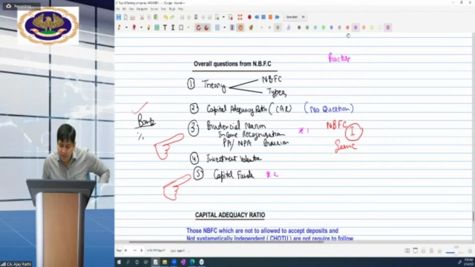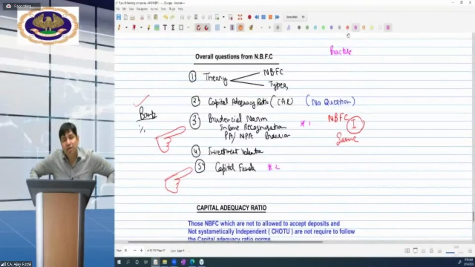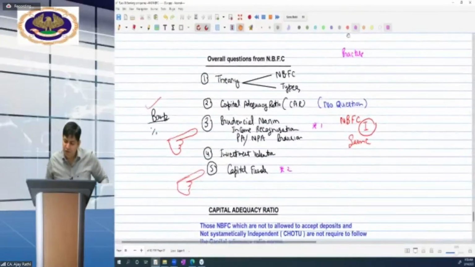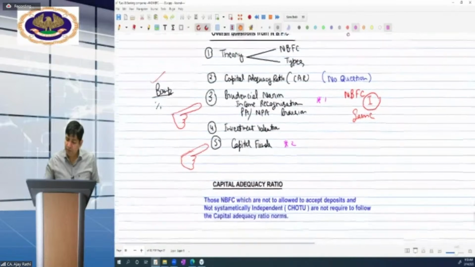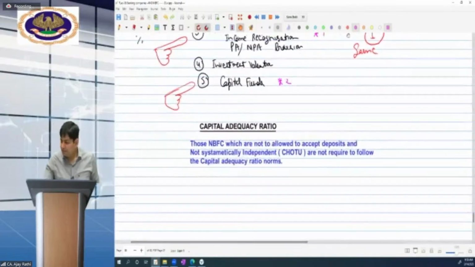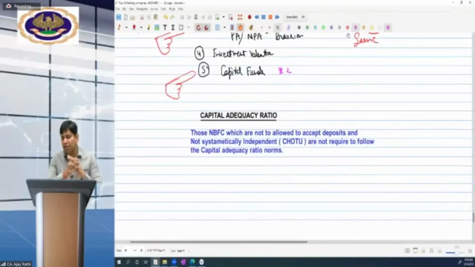Another point is there, number three, prudential norms, beta, that is income recognition norms. Here you will find the difference. Okay, beta. Next, last is investment valuation, that is same, and capital fund is also there, which you need to consider. So two types of questions you will find in your study material regarding this, point number 3 and point number 5. Okay, beta. Last line, after that the session will be over. Capital adequacy ratio: those NBFCs which are not allowed to accept the deposit and are not systemically important, meaning small NBFCs, are not required to follow CAR. It means CAR has to be maintained by big NBFCs.